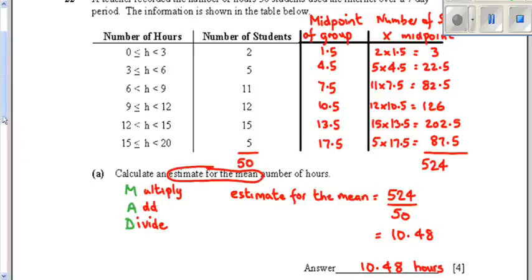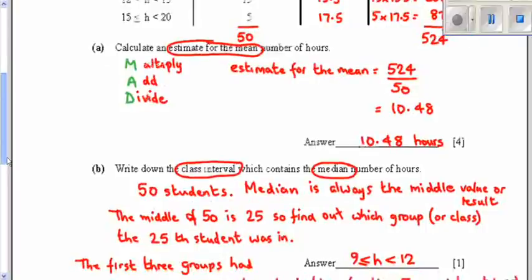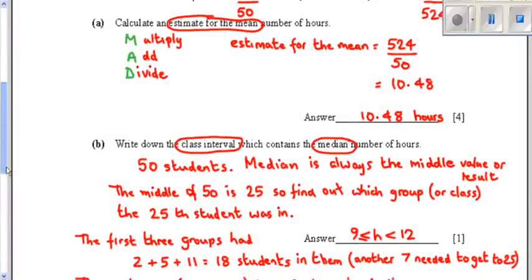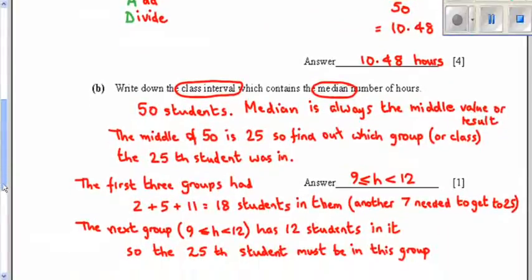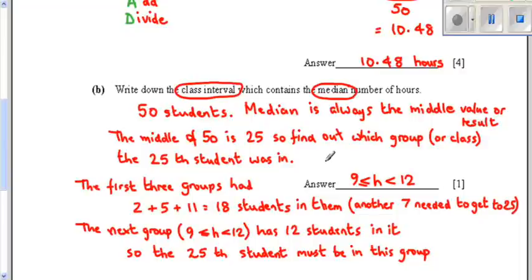Next question there, B, is write down the class interval which contains the median number of hours. You need to remember that there's a total of 50 students. The median is always the middle value or the middle result. So the middle of 50, half of 50, is 25. So we want to find out which group or class the 25th student was in.